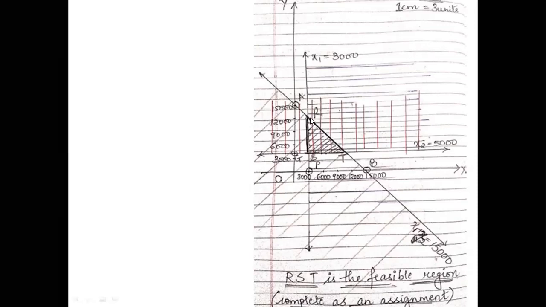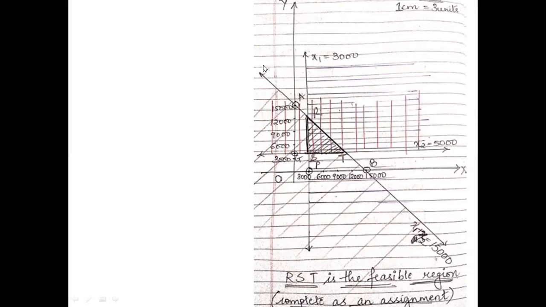So how to find out point R? Point R is made by the equation x1 plus x2 is equal to 15,000 and x1 is equal to 3,000. So directly you have got the value of x1, you can substitute in x2 and you can get the value of R. Same way for point S. S is found by the inequation x2 and x1 directly. So x1 is 3,000, x2 is 5,000. So point S is directly shown in the graph.